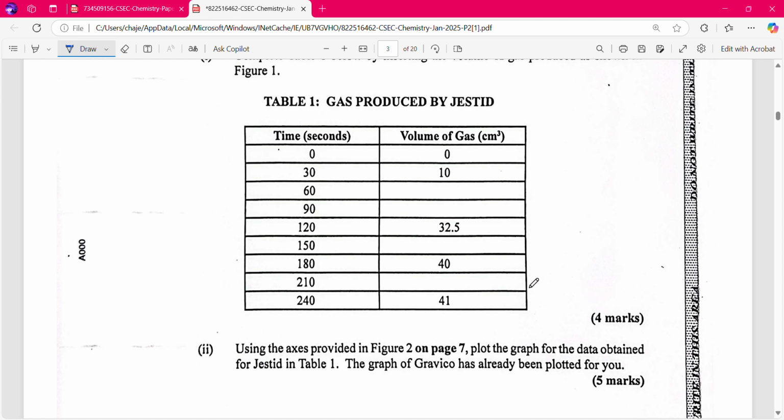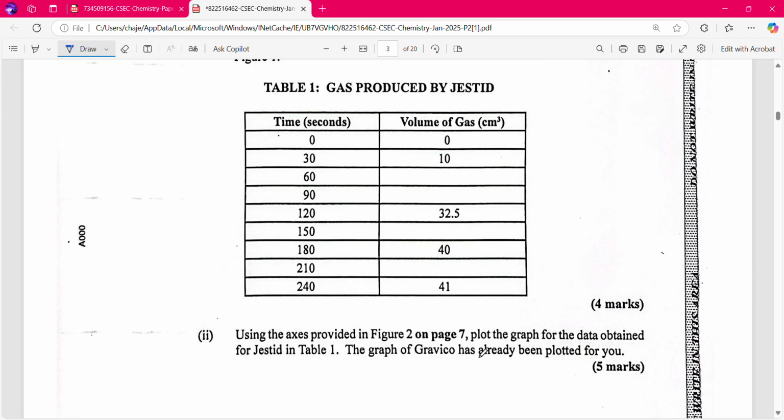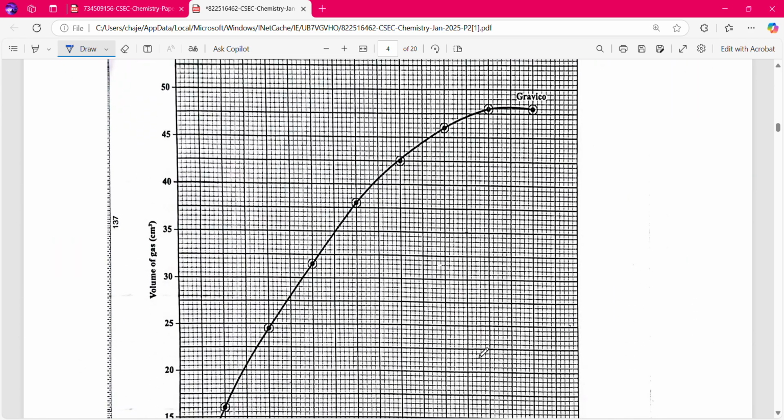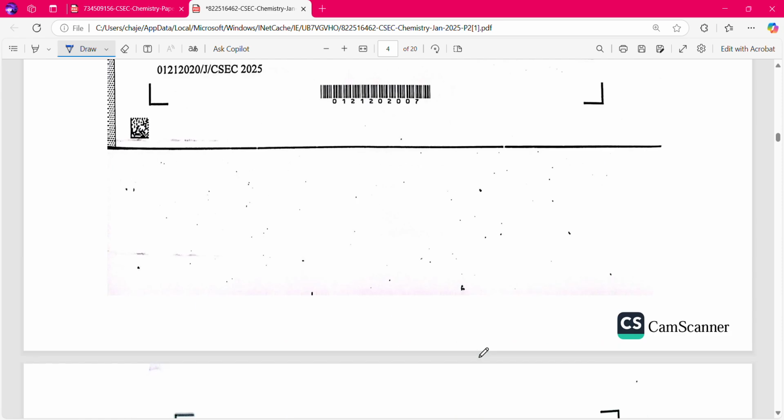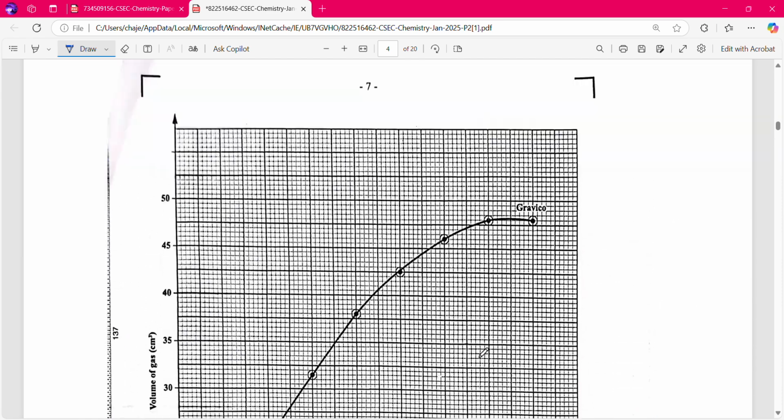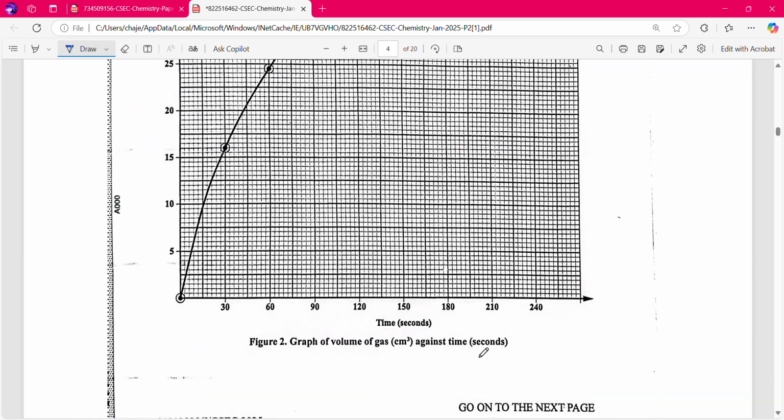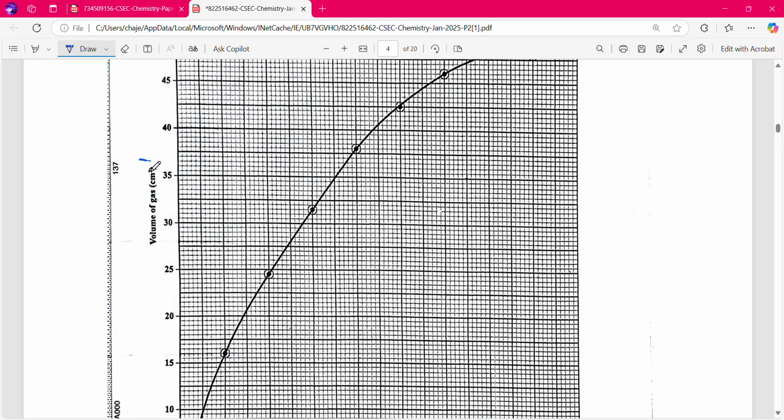Using the axis, that's just 4 marks, and for 4 marks you just put in your values. Using the axis provided in figure 2 on page 7, plot the graph for the data obtained for Gestid in table 1. The graph of Gravico has already been plotted for you. Oh, so we need to just plot on the same graph. This is quite convenient because they already gave us the title and the unit on each axis. So all we need to do really is to just plot the graph.